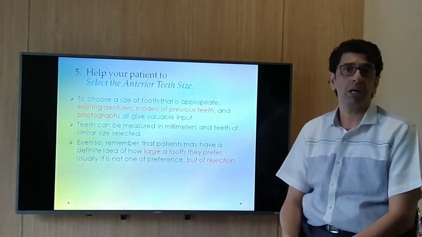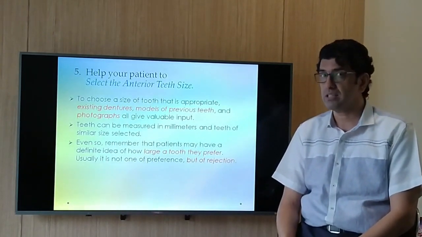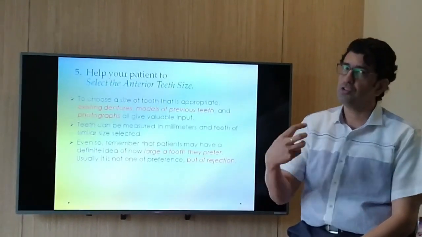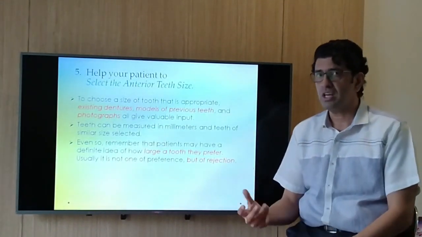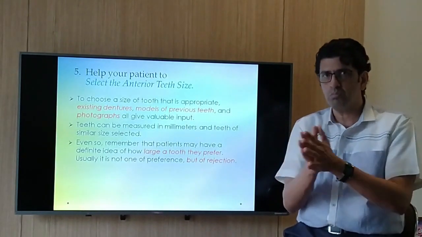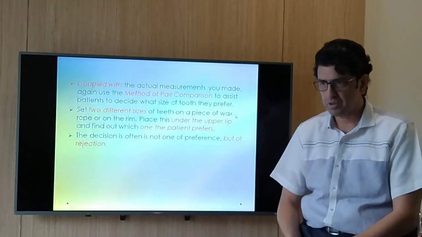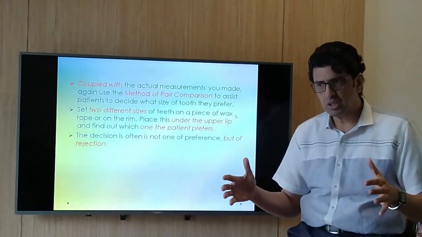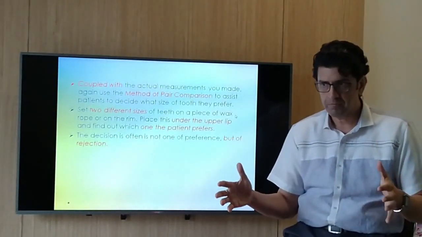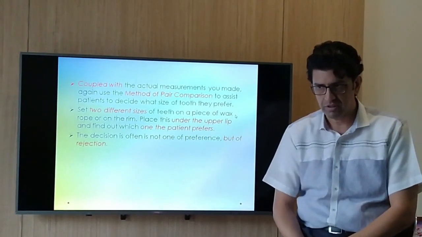Even so, the patient may have an opinion. They are too large, they are too small, right? Usually, it's a matter of rejection. They point to one and say, "This is too large." That means I don't want it. Or this is too small. That means I don't want it. So it's a reference of rejection, not of preference. But you can still use it to get ahead and select the teeth. Coupled with the actual measurements that you made, along with the method of pair comparison, you can really narrow down on the size that the patient prefers.